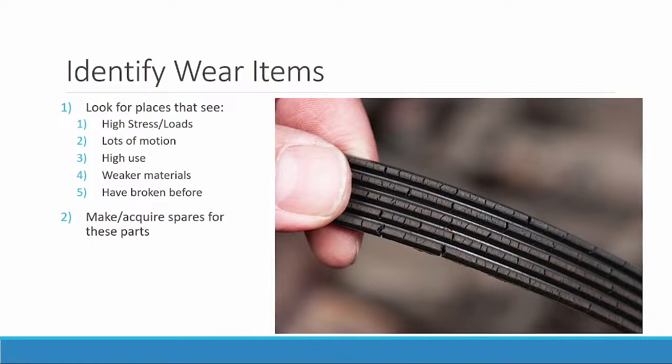If something sees a lot of high use, maybe it doesn't move itself, but you have parts moving past it, or it bumps into things a lot, so it's designed as like a bumper, but it gets used a bunch. Or maybe you've made it out of weaker materials, such as a 3D printed part. Then these are all things that would indicate that something would be a wear item that you should plan around and get those parts in place before you get to competition.